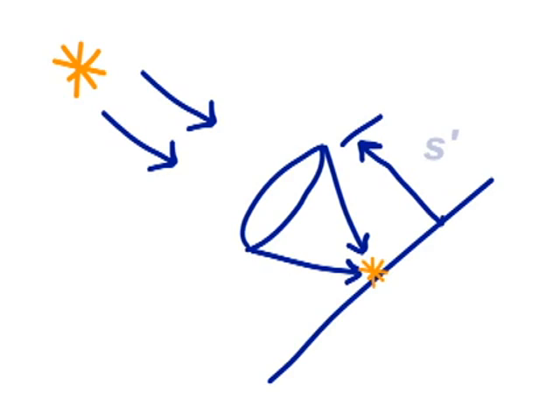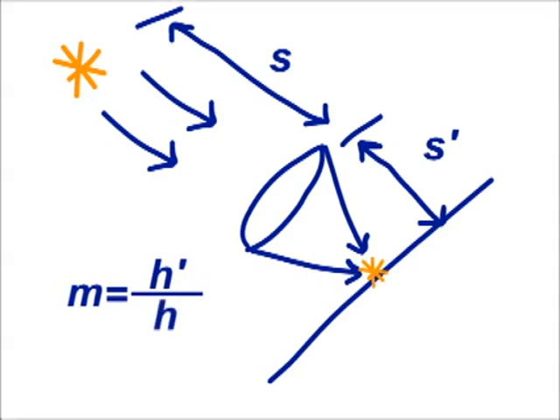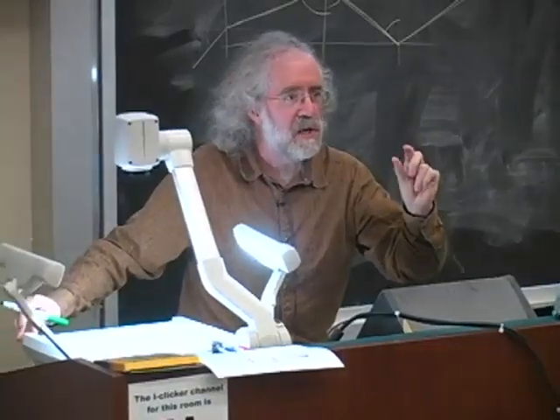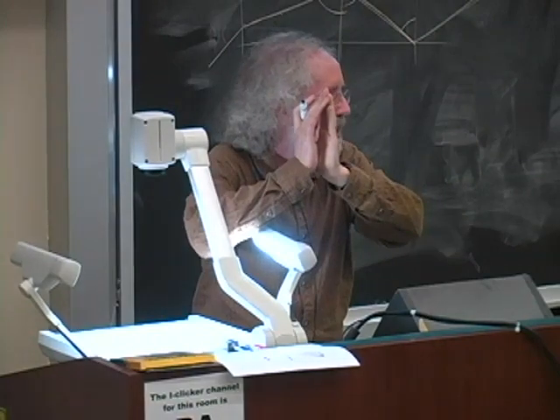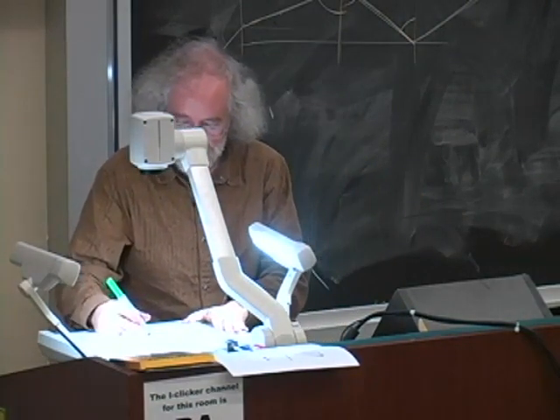This distance right here is S prime. That's the distance from the lens to the piece of paper. The distance from the sun to the lens is S. Now, the magnification is equal to H prime over H. I want that to be small. I want the magnification to be small because I want the image to be small. If the image is small, all the light gets packed into a tinier image. And so the intensity is greater, okay? That's what we're shooting for here. I want this to be small.